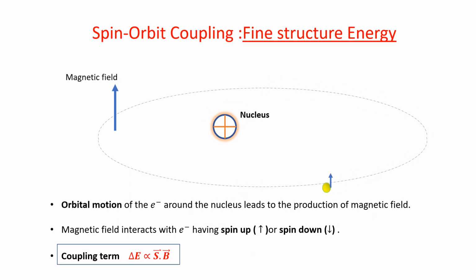Spin orbit coupling leads to splitting in energy levels of an isolated atom. Orbital motion of the electron around the nucleus leads to the production of a magnetic field. This magnetic field interacts with the spin of the electron and leads to splitting in the energy levels. The coupling term is directly proportional to the magnitude of the spin and the magnetic field generated due to the orbital motion of the electron.